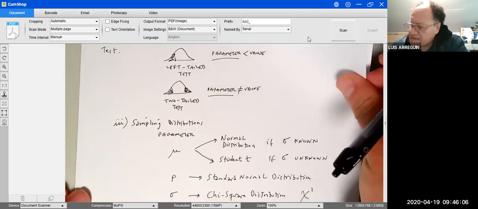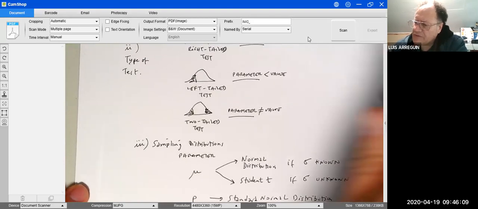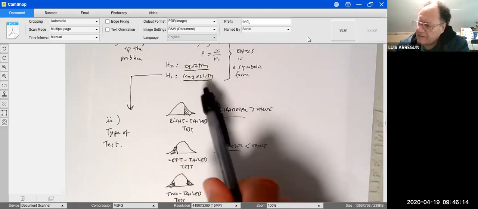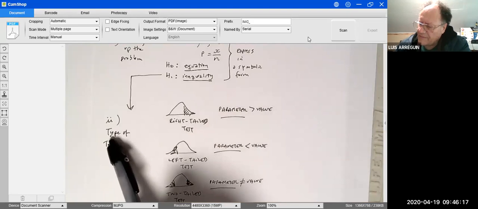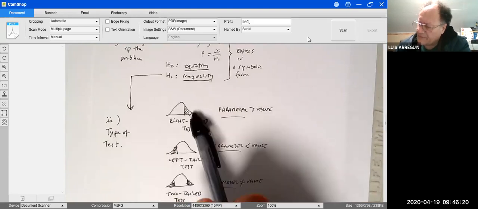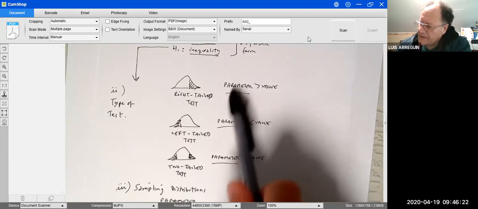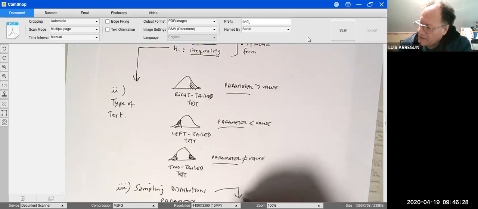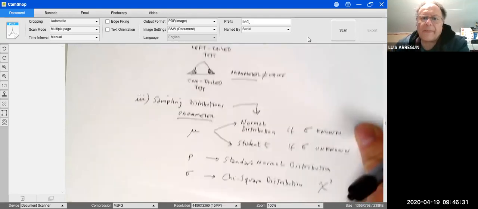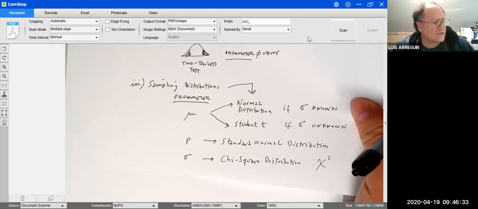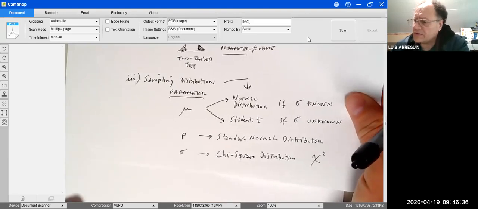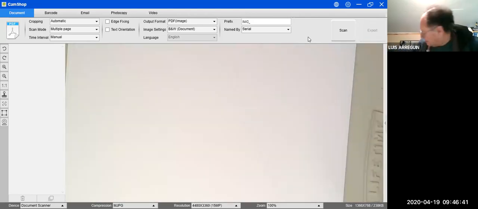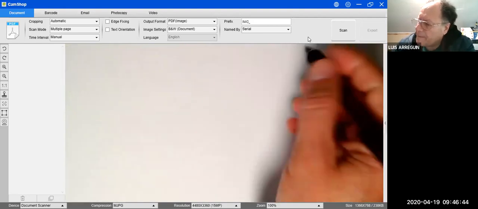So the next step, now you set your null hypothesis and your alternative. With the alternative, you find out the type of test that you're going to perform. Then from the parameter that you're going to test, you find the sampling distribution that you're going to use. And now the next step is just doing the computations, working the computation.